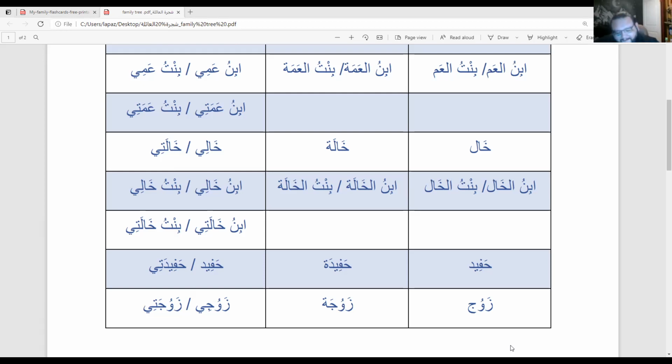Okay, and then we have the grandchildren, Hafid and Hafida. So in Arabic, we always have the male and the female version of all the words. Hafid for the male and Hafida, just add a ta marbuta for the female. Now the last one is Zawj and Zawjah. زوج, and زوجة. It's za, waw, and jim, and then you add the ta marbuta and it's زوجة.